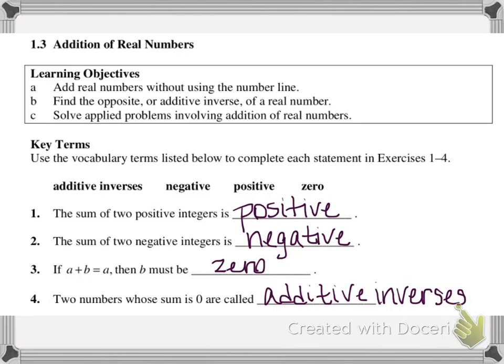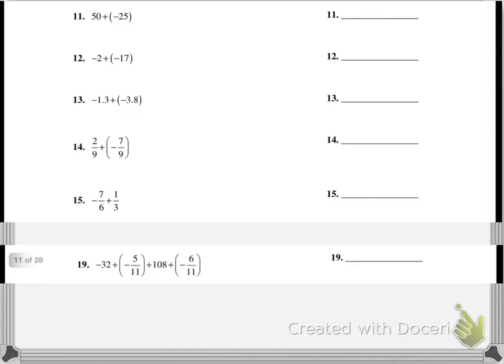And two numbers whose sum is 0 are called additive inverses, which is just a fancy name for the word opposites. An example of that could be 4 plus negative 4. That would be 0. If you have 4 and then you take 4 away, that equals 0. So let's look at some signed problems.